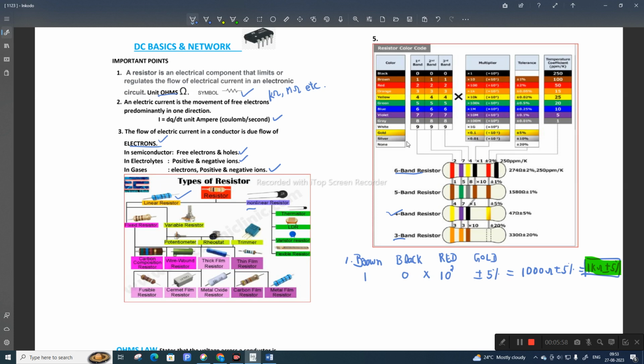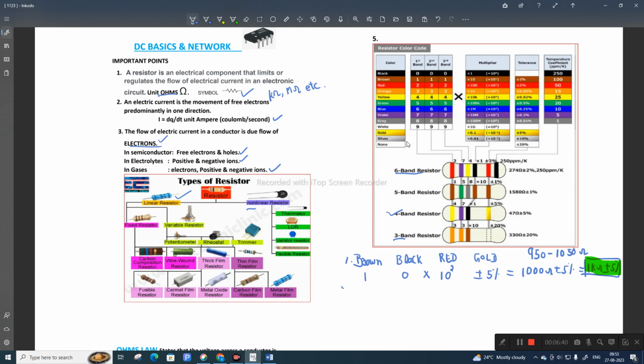Now one more question they will ask. For 1 kilo ohm plus or minus 5%, what is the range? This plus or minus 5% is the tolerance. So they will ask, for 1 kilo ohm, what is the range of this resistor? You have to take 5% of this 1000. 5% of 1000 is 50 ohms. So the range will be 950 to 1050 ohms. This is the range for 1 kilo ohm plus or minus 5%. I hope you are clear.